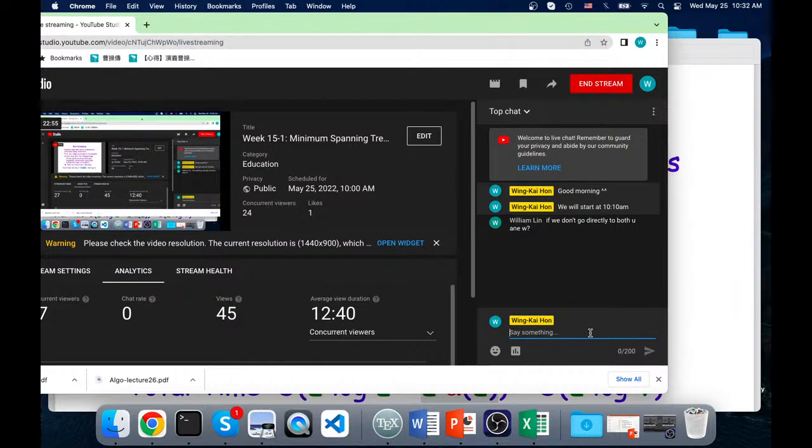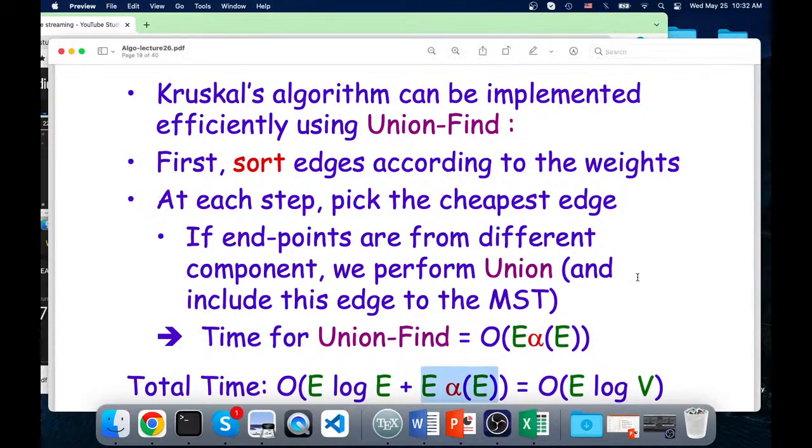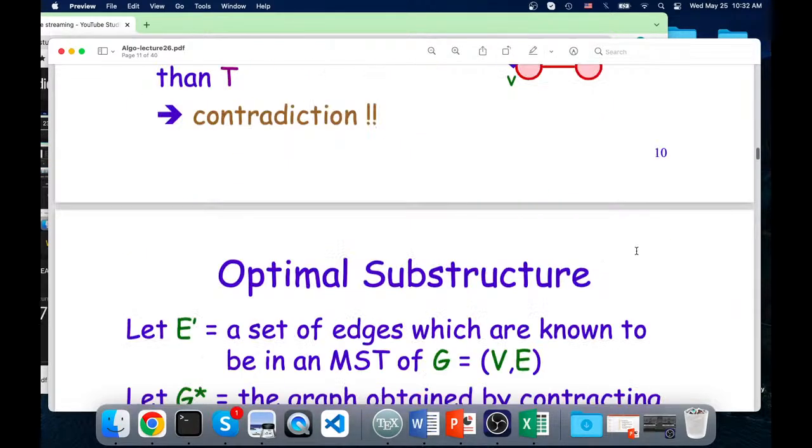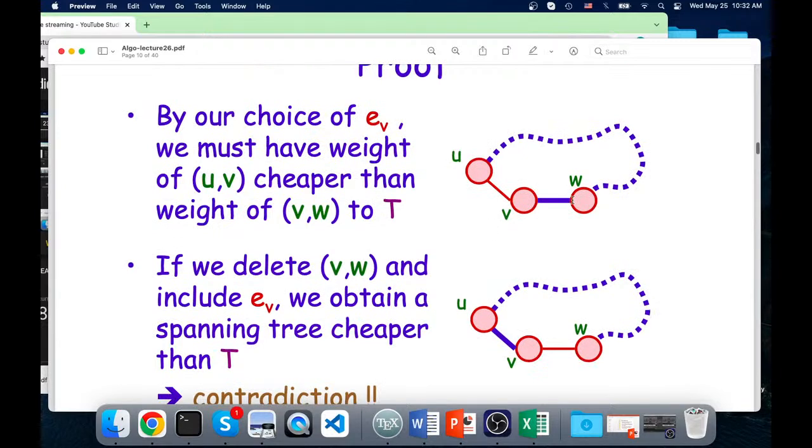So I think you are asking about what happens if we replace the edge VW by the edge UV. Okay, so let's see what happens. If previously there is anything that needs to use these edges to connect to something else, the only difference is when this edge is gone, what will happen?